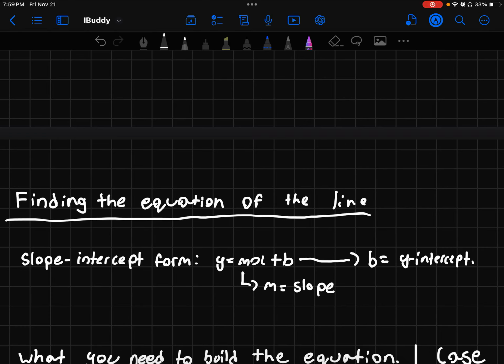Hi guys, so today we're going to be going over finding the equation of the line. This is the fourth topic of this unit. So the equation of the line is called the slope-intercept form. There's many different forms, but the one we're going to be going over today is the slope-intercept form.